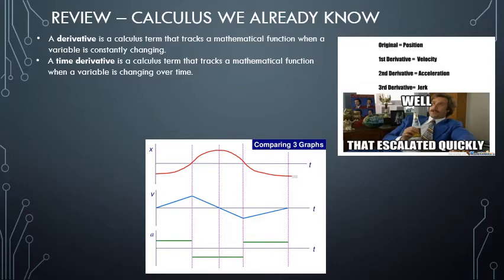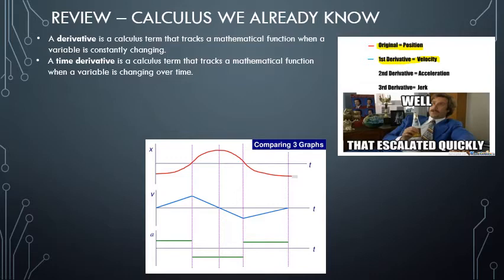So we have Ron Burgundy up here. Our original function is position, our top graph, which is a red graph. And the derivative of position, which hopefully you remember from months ago, is velocity. So the first derivative of position is velocity, and velocity tracks how our position changes, right? How fast are you moving? How is your position changing? So we already knew that, but now we know the calculus term for it.